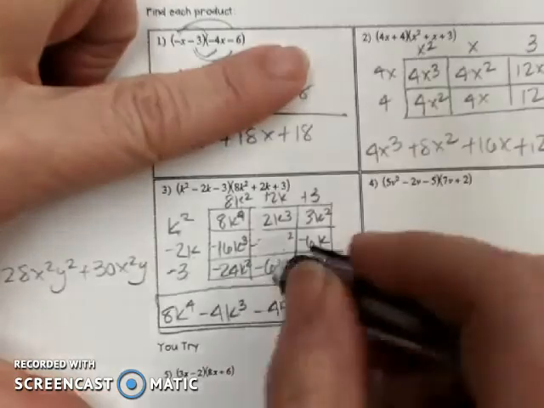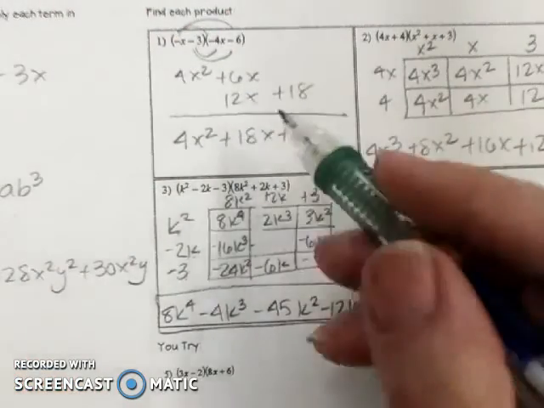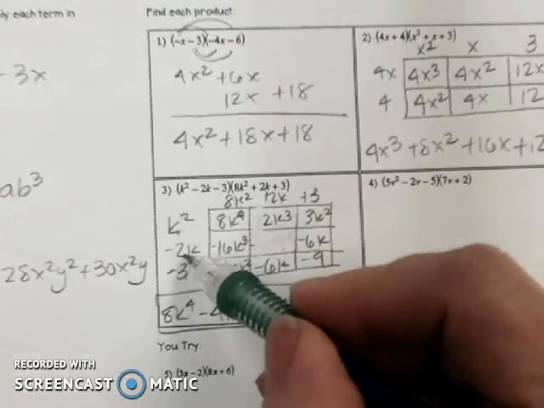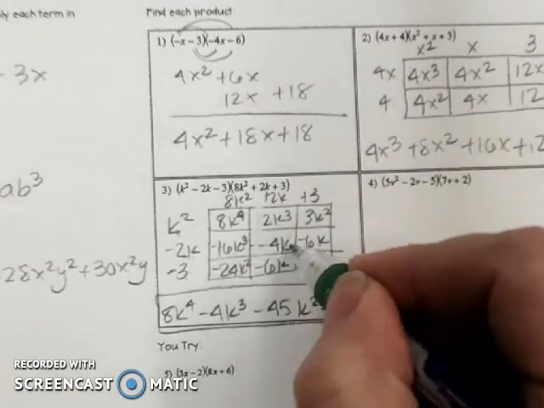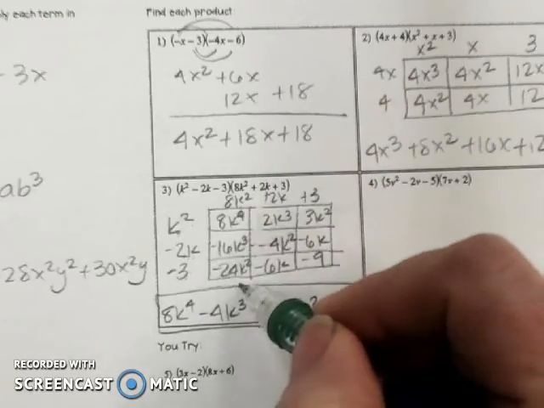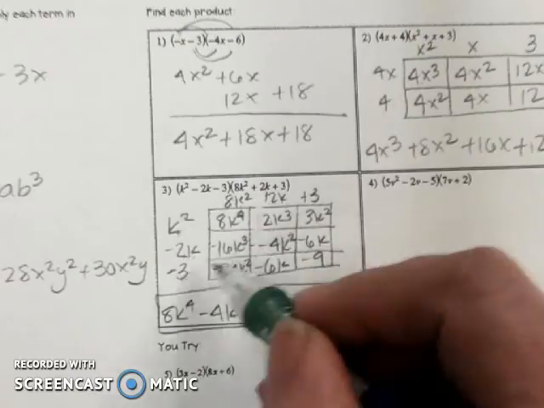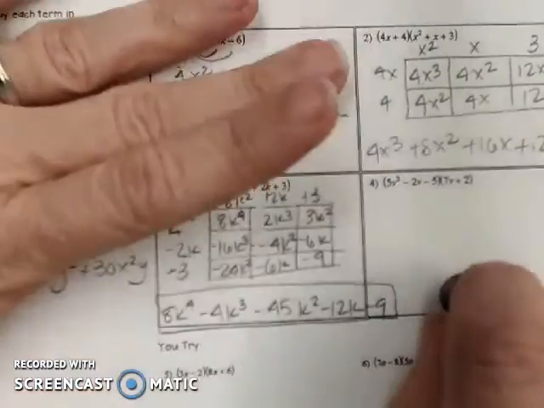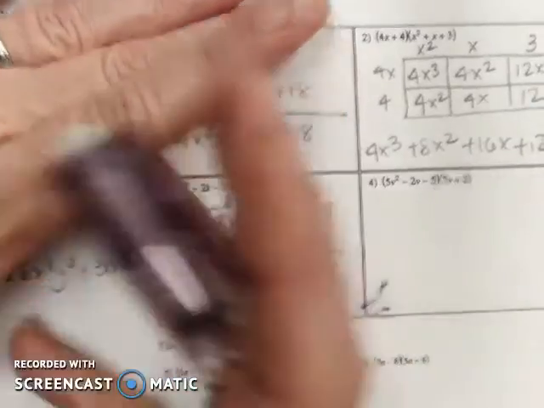Some of you are dying because I already made a mistake and you're wanting to tell me so bad and you couldn't. Negative 16k cubed, negative 4k squared, negative 6k, negative 24k squared. Now how did I get that part right and the rest of it wrong? Negative 6k, negative 9. So that's going to change my answer. I apologize for being a doofus. Just made a mistake. It happens.